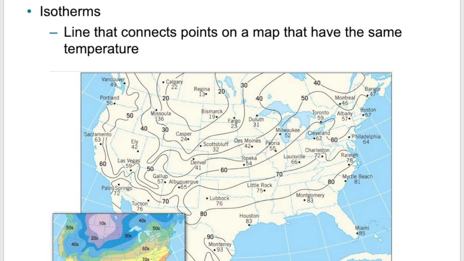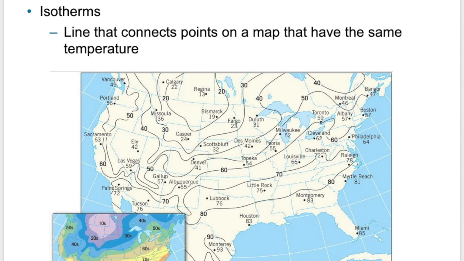And here for your first quiz, you were analyzing an isotherm map. So isotherms, what does that mean? Well, this is a line that connects points on a map that have the same temperature. And here we see the isotherm lines across the United States. To display the distribution of air temperatures over large areas, isotherms are commonly used.